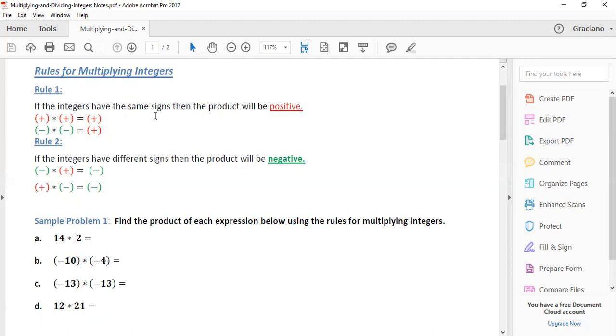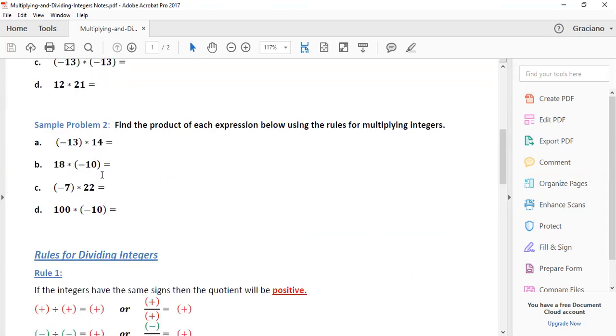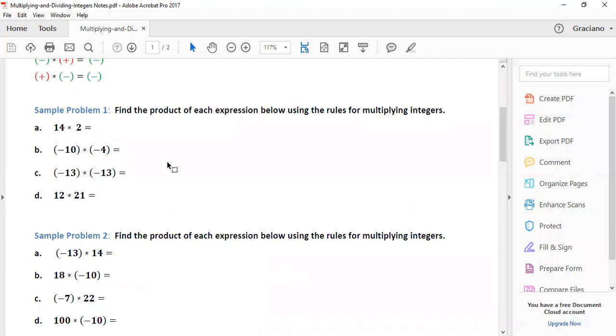For the second rule, if the integers have different signs, then the product will be negative. So anytime the signs are different, you're always going to have a negative answer, because a negative times a positive is always going to be a negative. And it doesn't matter what order they come in, because in multiplication, the order is not important. Just the value or negative or positive status of the number is important. With that clear, we're going to move on to the sample problems so that you all have a chance to practice this idea.